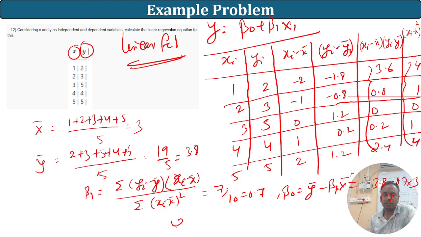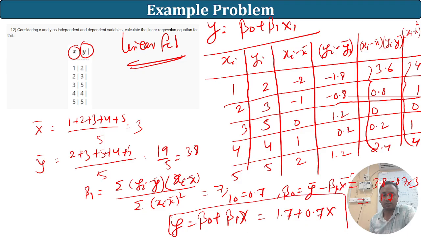What will be the equation? Y is equal to beta naught plus beta 1 x. Beta naught came 1.7, so 1.7 plus 0.7 x. So this is our equation. Is it clear?